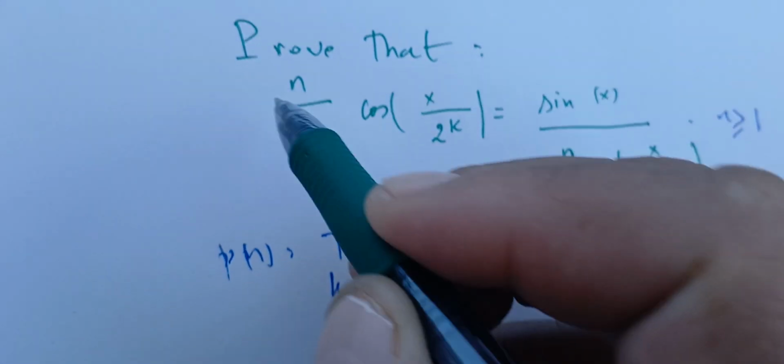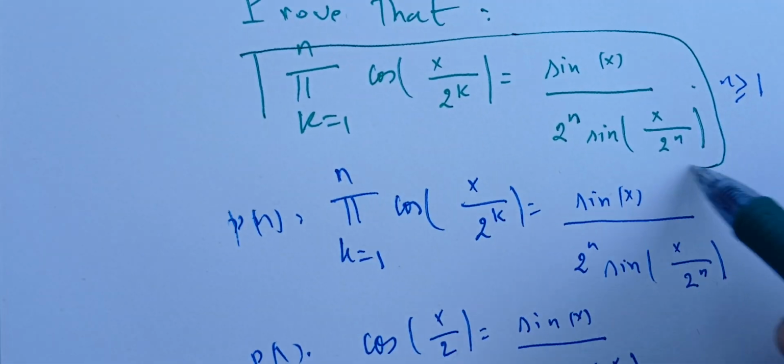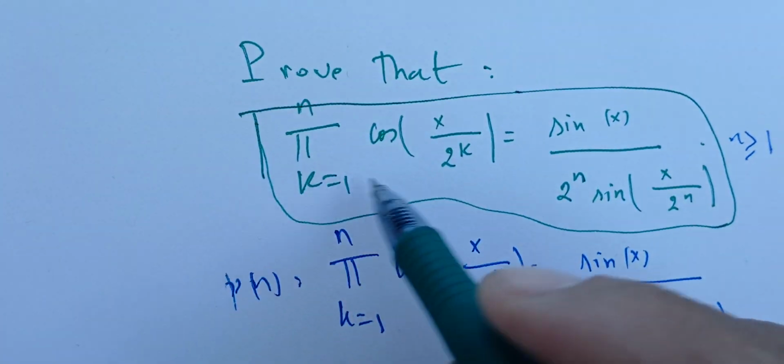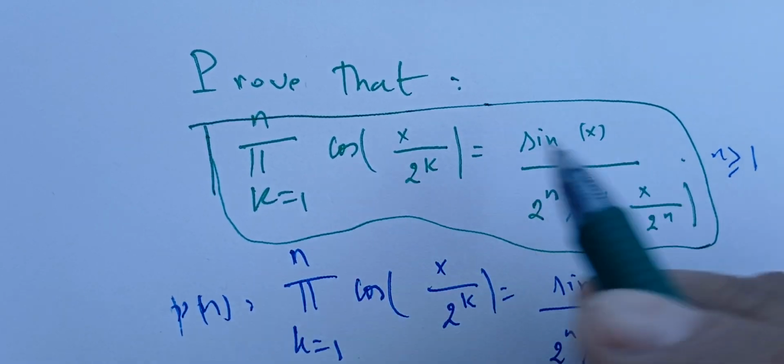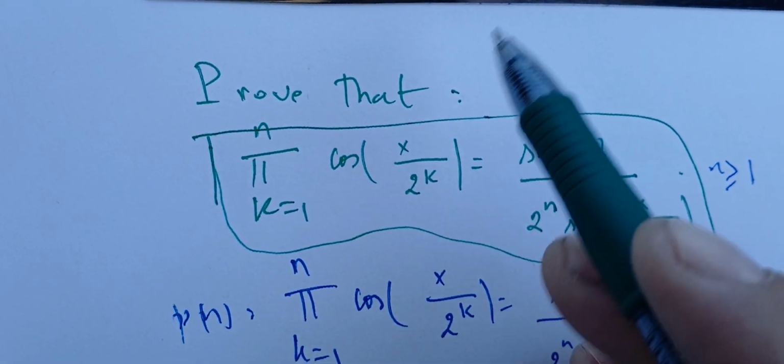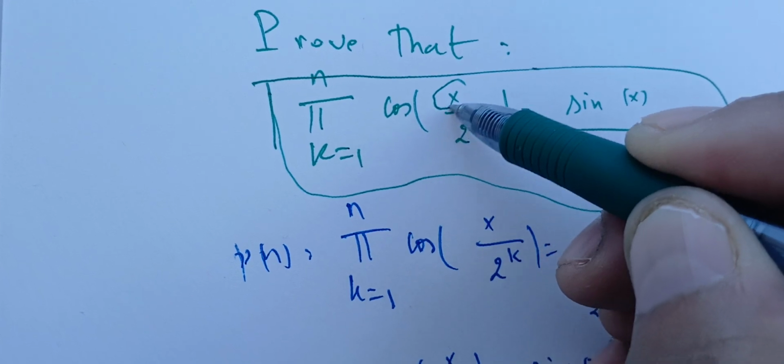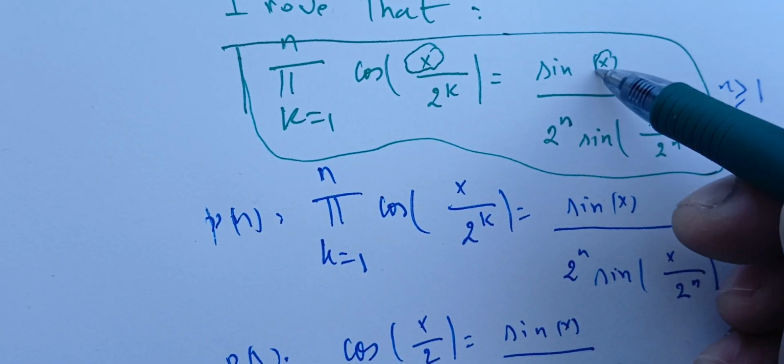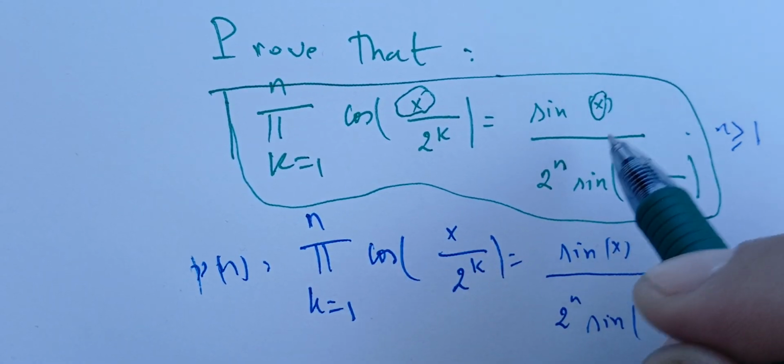So we have this result that's going to help us a lot in dealing with infinite products, or maybe we can play with x here. We're going to see that with this x we're going to get a lot of results.